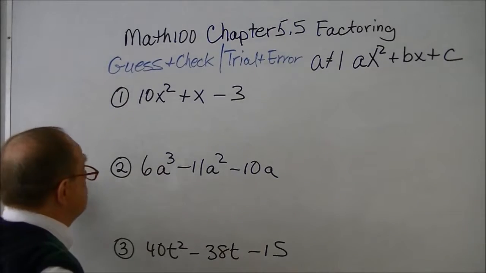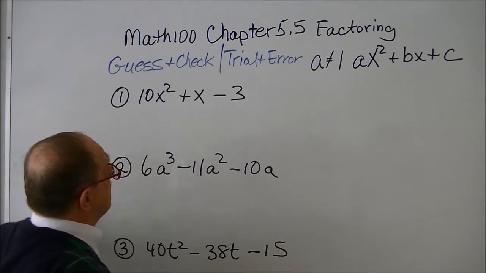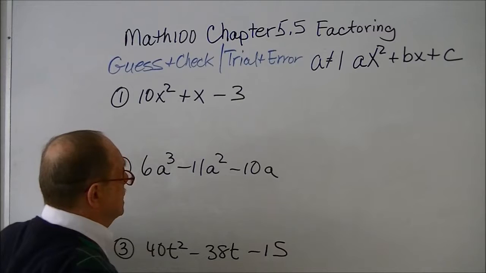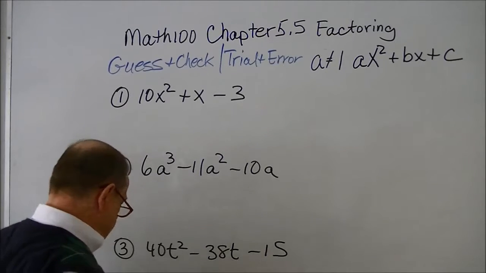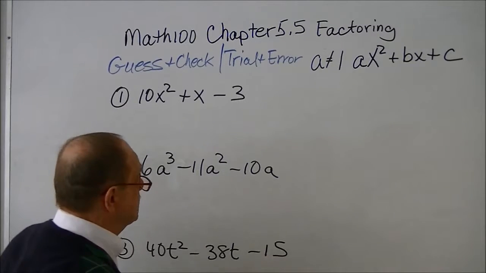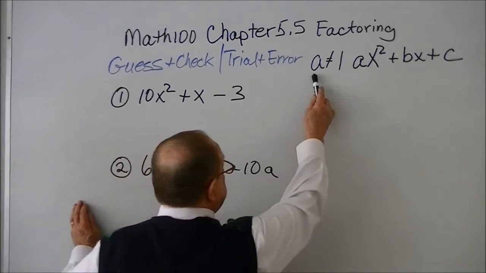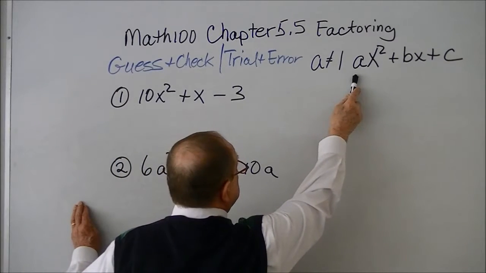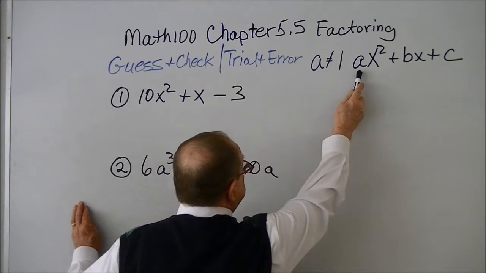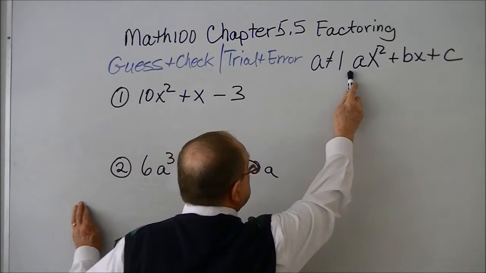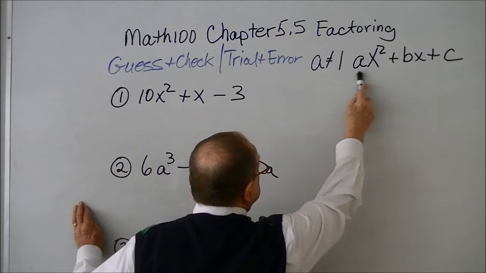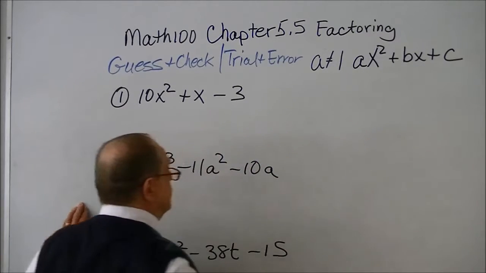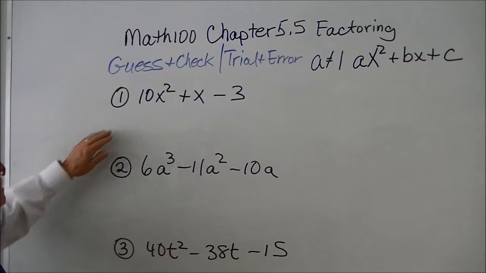As we go on to topic 5.5, we're continuing with factoring. There's just a little bit of a change in that now A is no longer equal to 1. So A is going to be greater than 1. So our lead coefficient here is not going to be 1. It's going to be greater than 1. And we see some examples here.